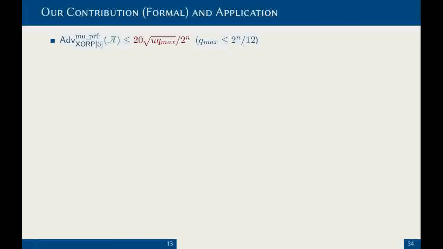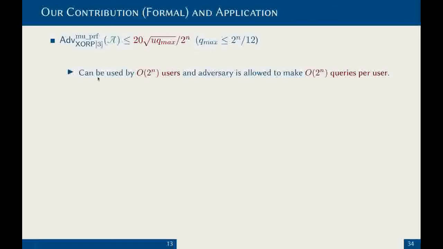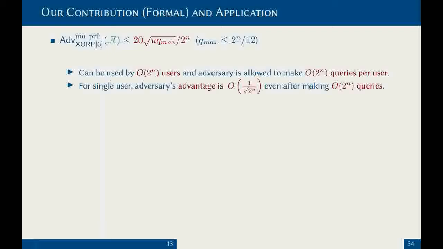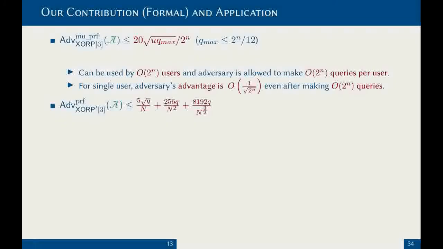Now, we state our main results formally. Our first result is the multi-user PRF advantage of the construction XORB-3. It upper bounds the advantage by this quantity, which is 20 into square root of u into q max over 2 to the n, when q max is upper bounded by 2 to the n over 12. What this result implies is that XORB-3 can be used simultaneously and independently by order of 2 to the n many users when the adversary is allowed to make order of 2 to the n many queries per user. In the single user setting, when we plug in the value u equal to 1, it shows that the adversary's advantage is of the order 1 over 2 to the n over 2, even after making order of 2 to the n many queries.